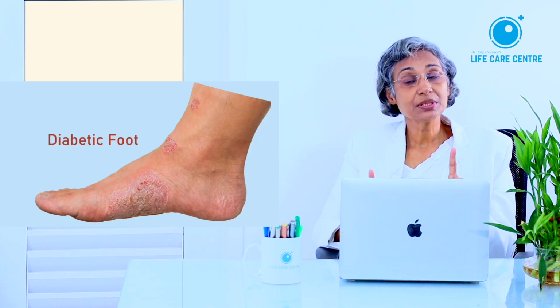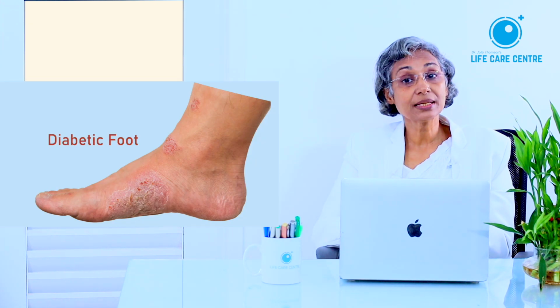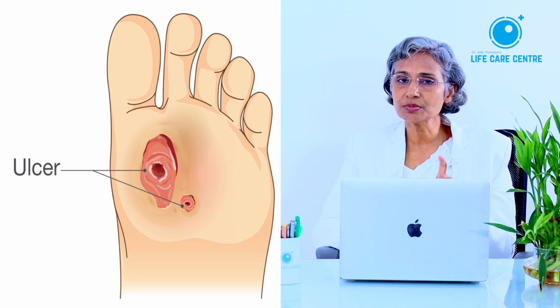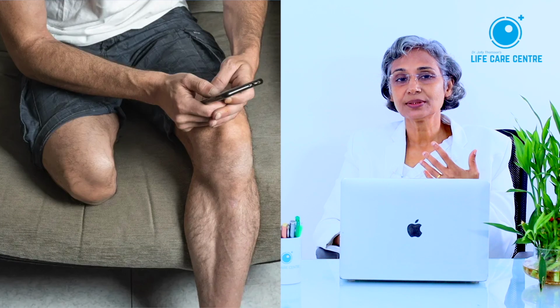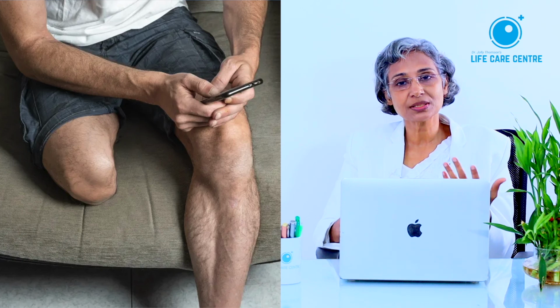Next is diabetic foot. Diabetic foot and foot ulcers develop because of damage to the blood vessels. Major blood vessel disease can reduce the circulation to the foot. That leads to non-healing ulcers, gangrene and amputation, because of this angiopathy and neuropathy. Along with the other organs, the reproductive organs can also get affected.